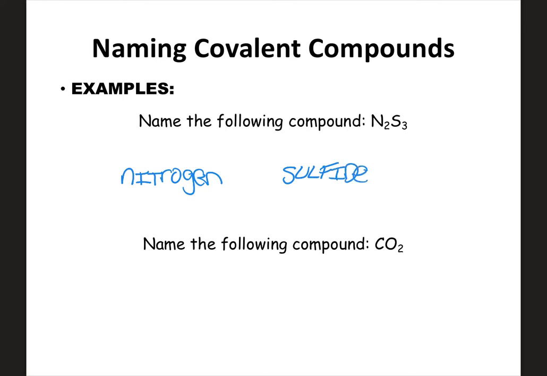So the last step in the covalent naming says you use prefixes to indicate how many there are of each. So the nitrogen has two. The prefix for two is di, so this is dinitrogen. And then three sulfur, the prefix for three is tri, so trisulfide. So the correct name of this compound is dinitrogen trisulfide.